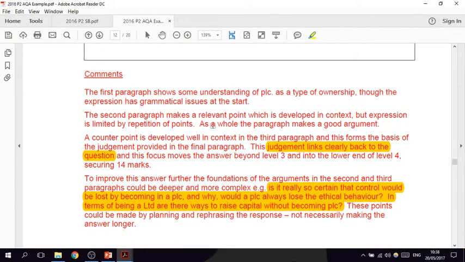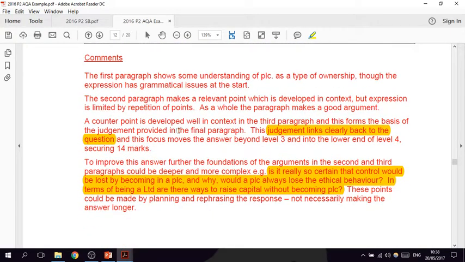The second paragraph makes a relevant point developed in context. A counterpoint is developed well in context in the third paragraph, and this forms the basis of the judgment in the final paragraph. This judgment clearly links back to the question and moves it beyond level 3.